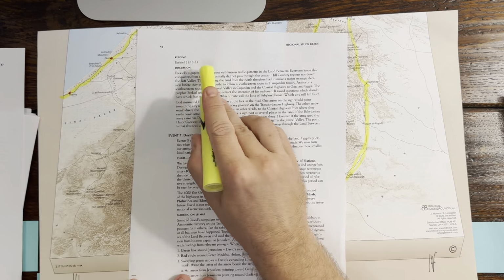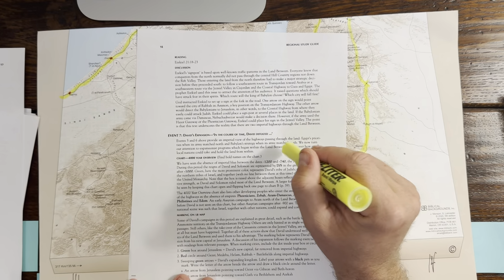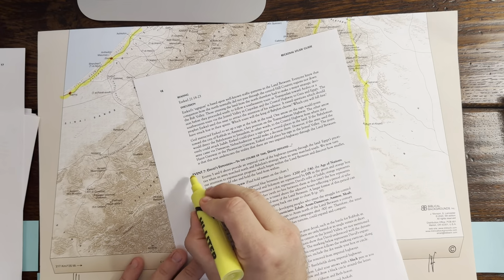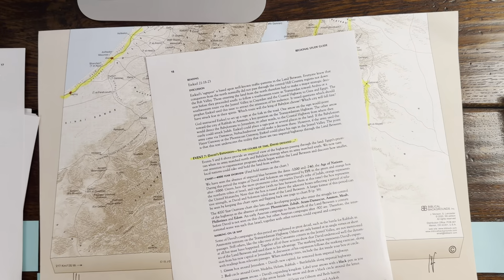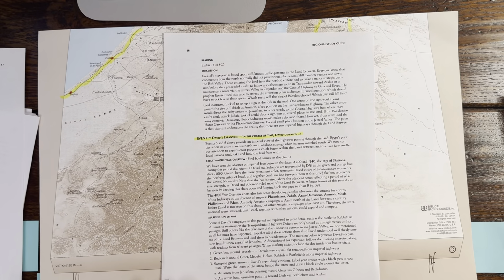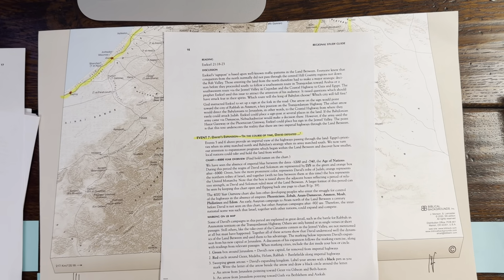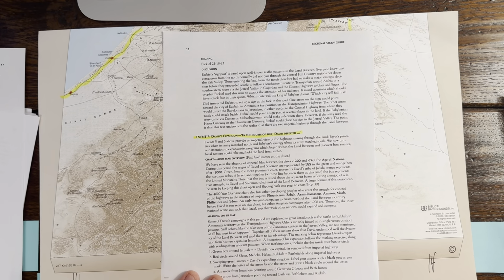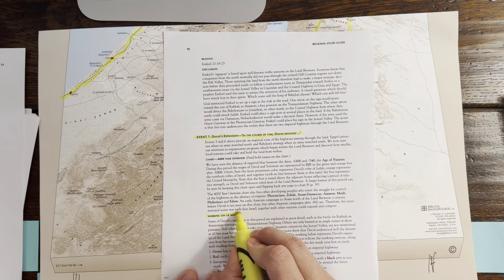Read the scripture, Ezekiel 21, 18 through 23. Read the discussion. And now we're at event 7, David's expansion. In the course of time, David defeated... Read these paragraphs. And now we'll move to the marking on the LB map.